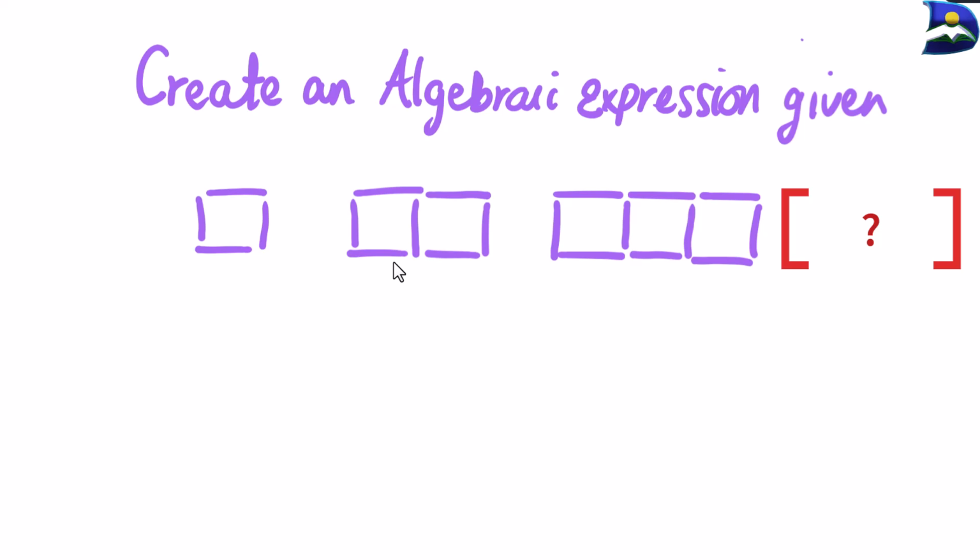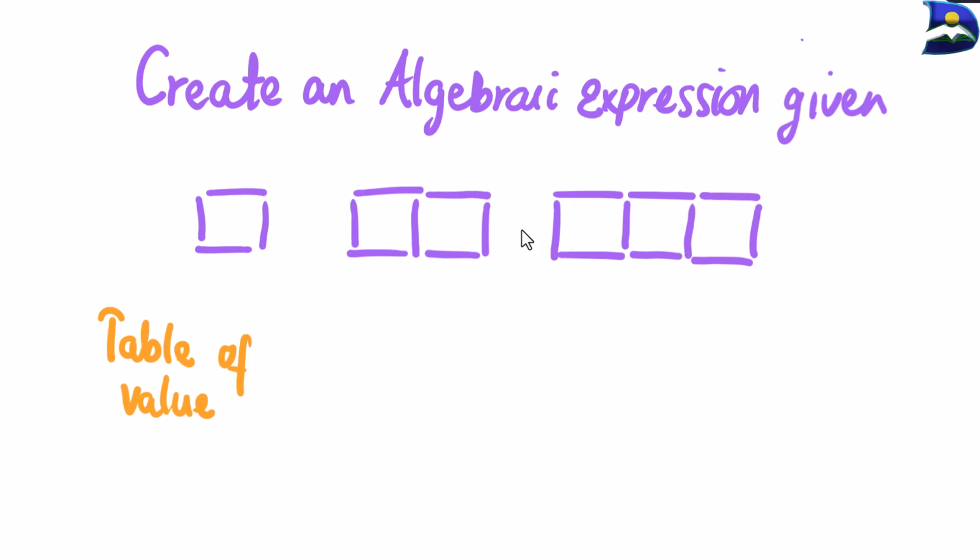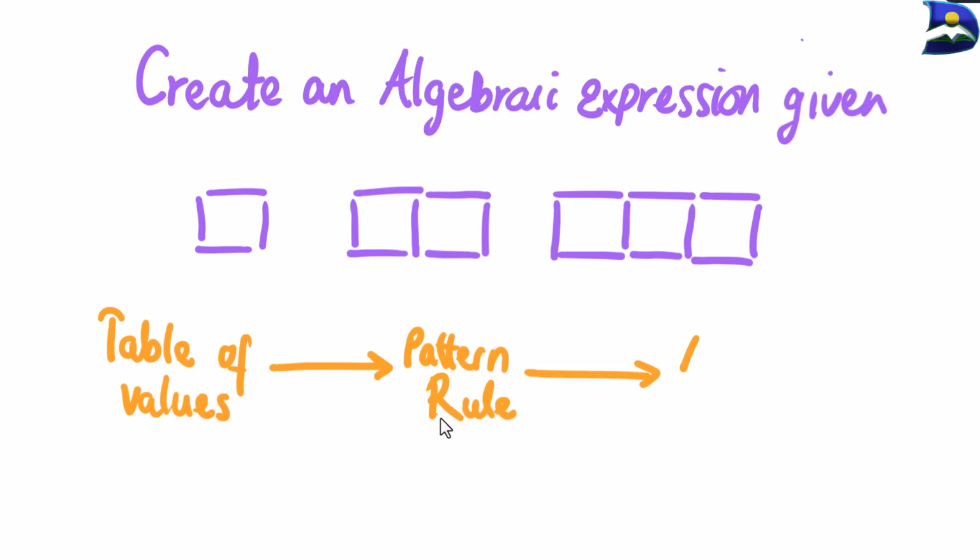In order for you to accomplish this, we have to recognize that building a table of values will enable us to take our figures right over here to the next phase. And this table of values will reveal what? The pattern rule, which is our next step. And finally, from the statements that we gather from our pattern rule, we will be able to accomplish the final step, which is the algebraic expression.